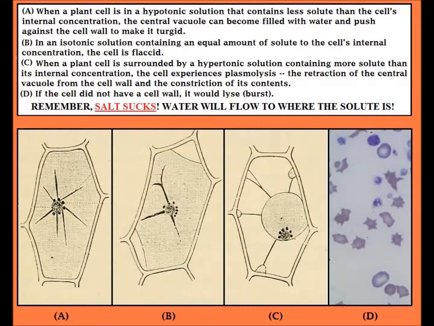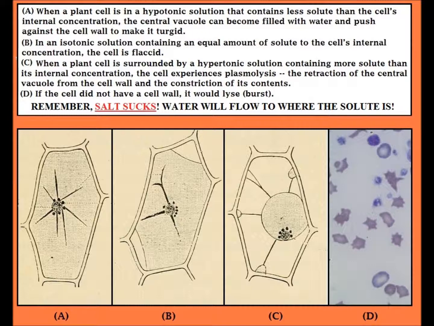When a plant cell is in a hypotonic solution that contains less solute than the cell's internal concentration, the central vacuole becomes filled with water and pushes against the cell wall to make it turgid. In an isotonic solution, the concentration outside of the cell is equal to the concentration inside the cell. This makes the cell flaccid. When a plant cell is surrounded by a hypertonic solution containing more solute than its internal concentration, the cell experiences plasmolysis, the retraction of the central vacuole from the cell wall and the constriction of its contents.